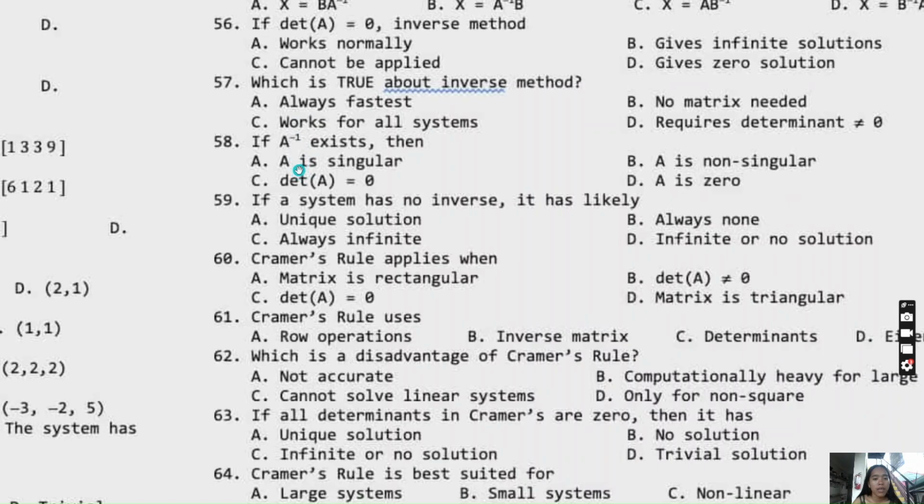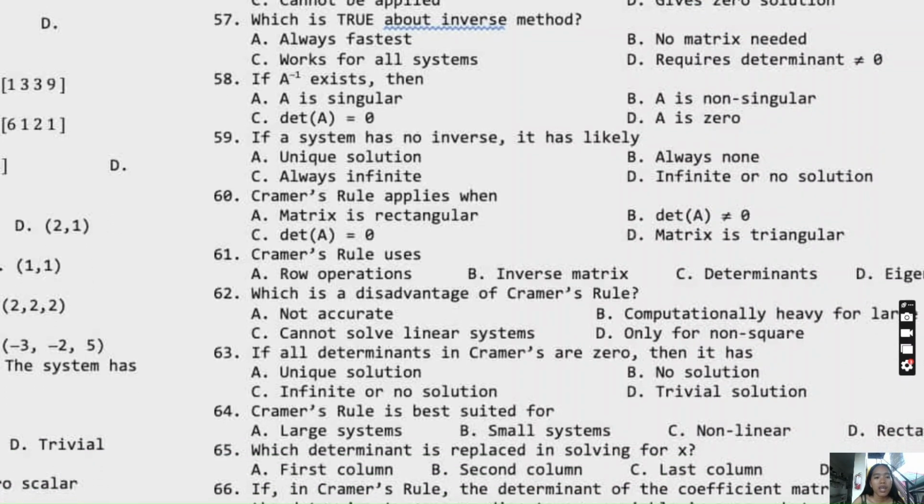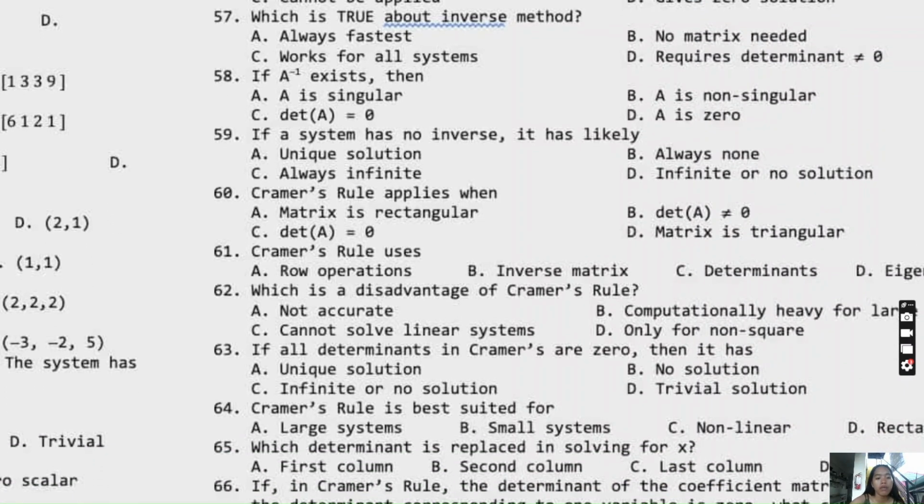Number 56, if the determinant of A is equal to 0, the inverse method, the answer is letter B, gives infinite solutions, or it can even be no solution, because this means that the matrix is not invertible. If the determinant is equal to 0, then it must be no solutions or infinite solutions. So let's go now to number 57, which is true about the inverse method.